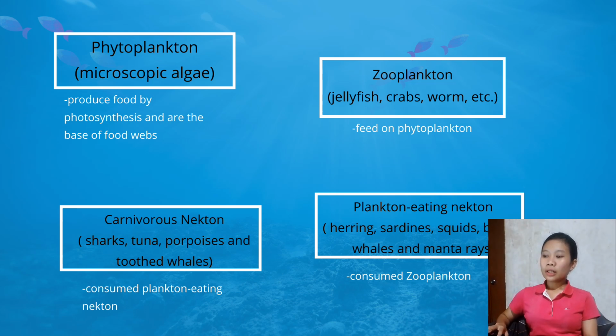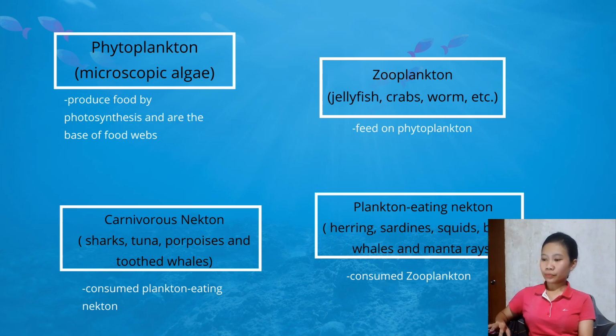So, that's the cycle or that's the food web of the organisms or the marine life in the Neritic zone. Si phytoplankton, siya ang mag-produce of food by photosynthesis. Unya, kauno ni zooplankton, and then kani si zooplankton, kauno siya ni plankton eating nekton, and then si plankton eating nekton, kauno siya ni carnivorous nekton. Alright, mas nasabtan ba?